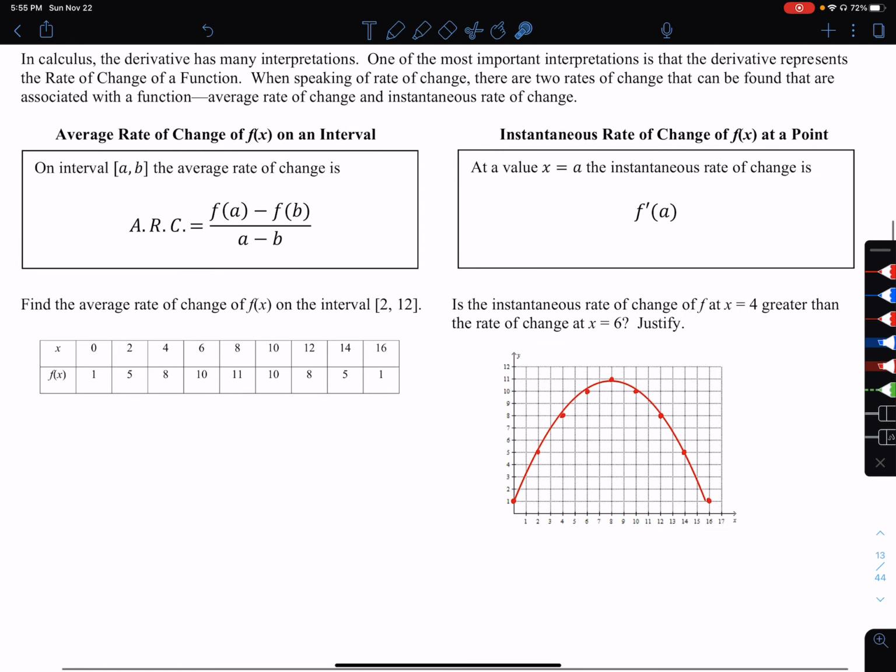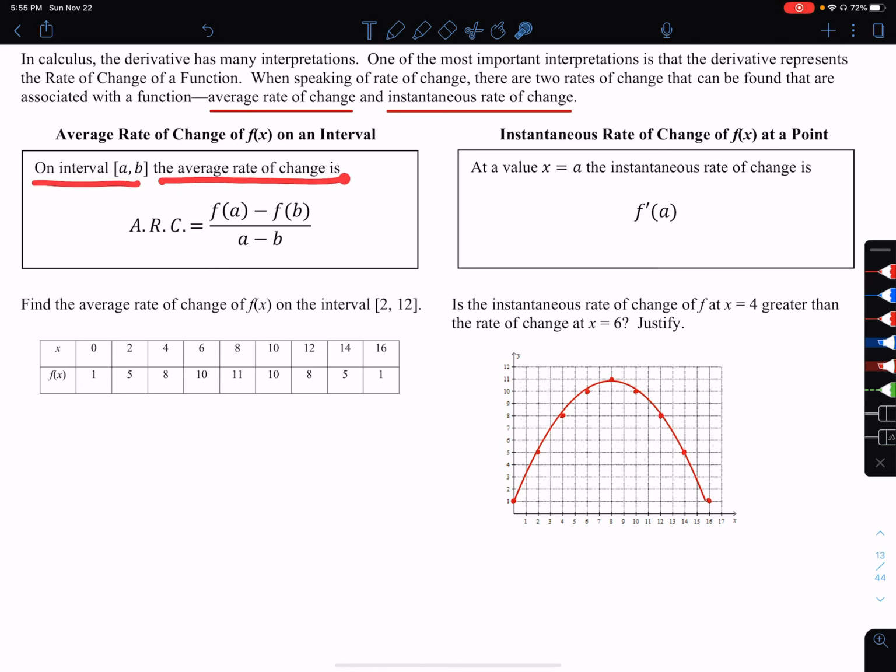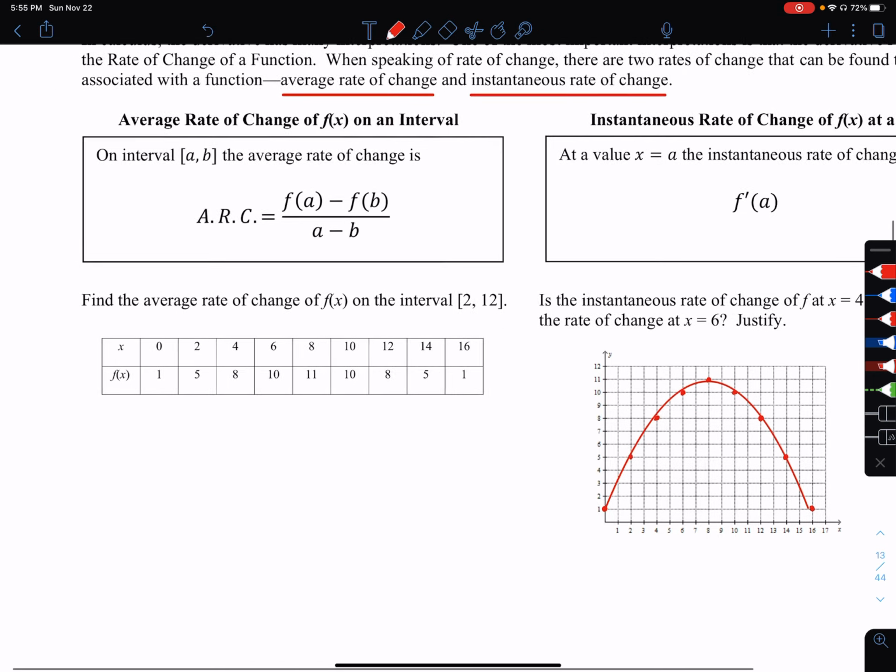In calculus, the derivative has many interpretations. One of the most important interpretations is the derivative represents the rate of change of a function. When speaking of rate of change, there are two rates of change that can be found that are associated with a function. The average rate of change, which you did in Algebra 1, and the instantaneous rate of change, which we're doing in calculus. As a quick review, to find the average rate of change on a closed interval, the average rate of change is the change in y values over the change in x values. Let's look at a tiny example here.